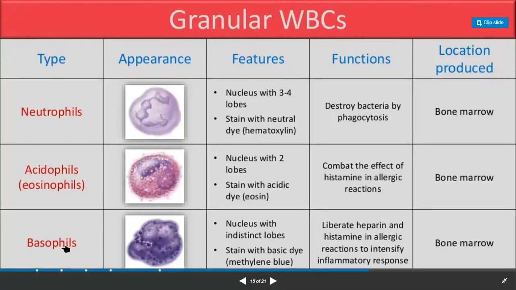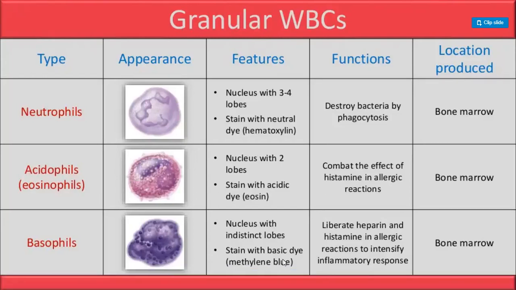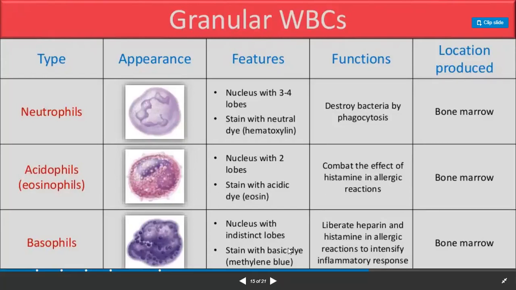Then the basophils, as you can see here, they have indistinct lobes. So the lobes are not separated, they are joined together. You cannot actually count how many lobes they have because they are all joined together. And when you stain this white blood cell with a basic dye, which is called methylene blue, it gives you this blue color here. So basophils are stained blue with methylene blue, and that is why they are called basophils, because they react to this basic or alkaline dye.